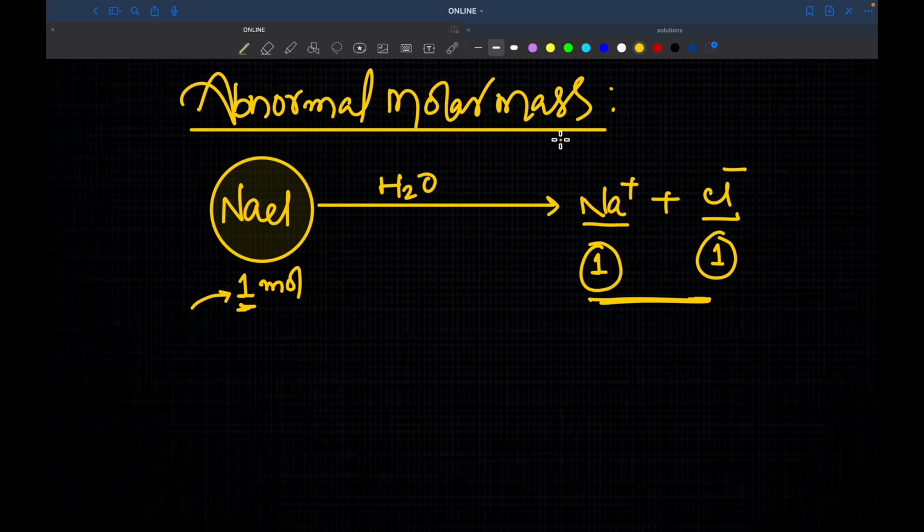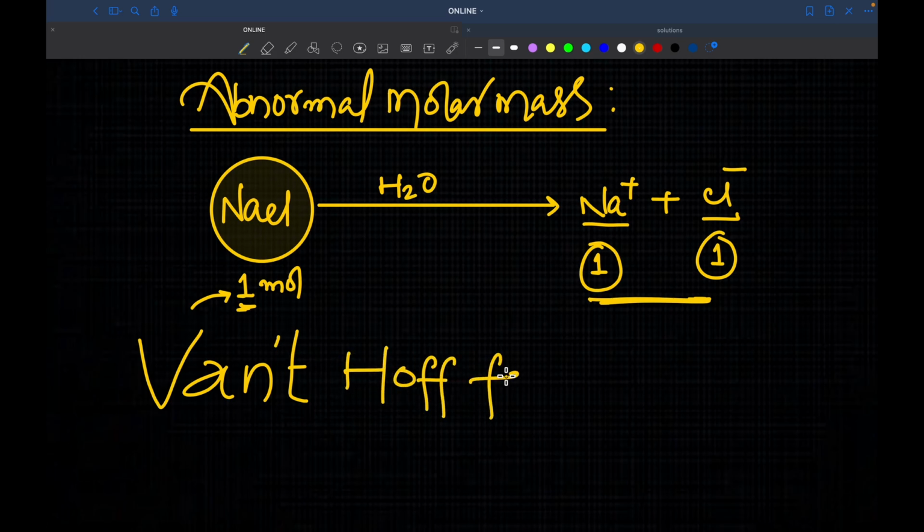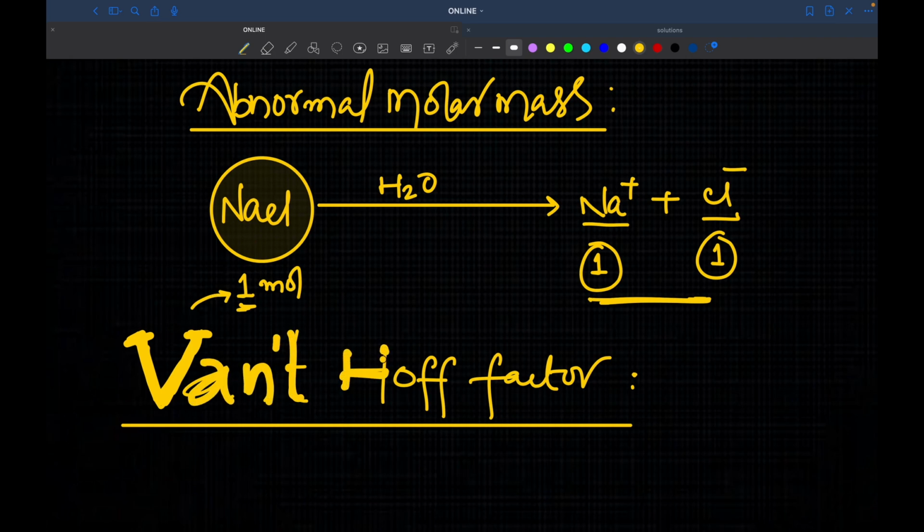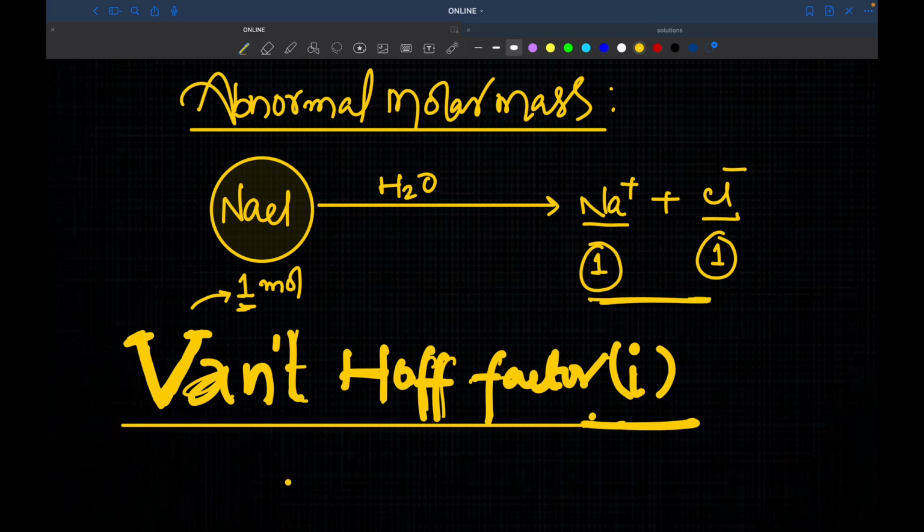So for calculating abnormal molar mass, the most important thing we use is the Van 't Hoff factor. So what is the Van 't Hoff factor? Van 't Hoff is the name of the scientist who gave the correction. Look at the spelling, it is a bit unusual: Van 't Hoff factor. There is nothing complicated in the Van 't Hoff factor. He has given the Van 't Hoff factor, which we denote by small i. We simply define it with small i.